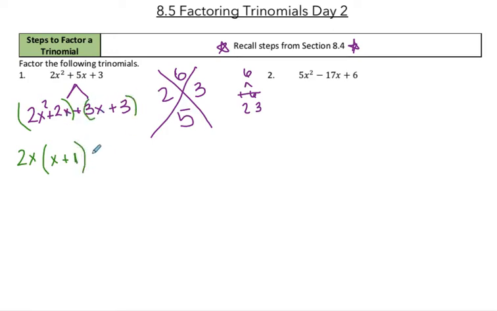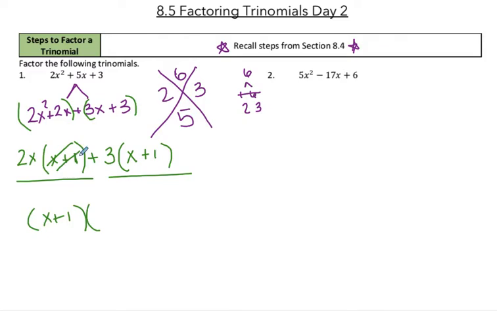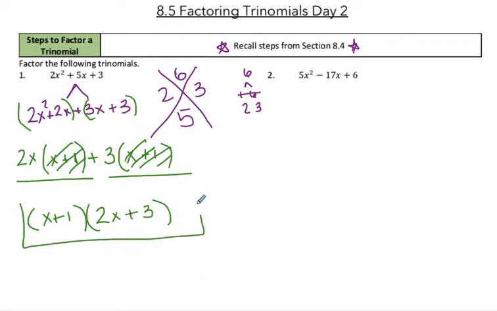Plus, now looking at my second two terms, I have 3x plus 3, and what they have in common that I can take out of both is 3, leaving me with the x like I wanted here, and the plus 1 like I wanted here. Looking at my two terms now, I see a common binomial of x plus 1, and what's left over once I take out the x plus 1 is 2x plus 3: 2x from my first term, and a positive 3 from my second term.